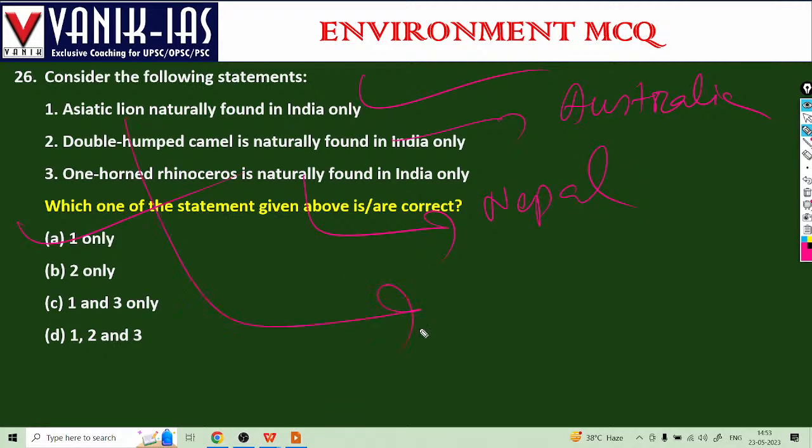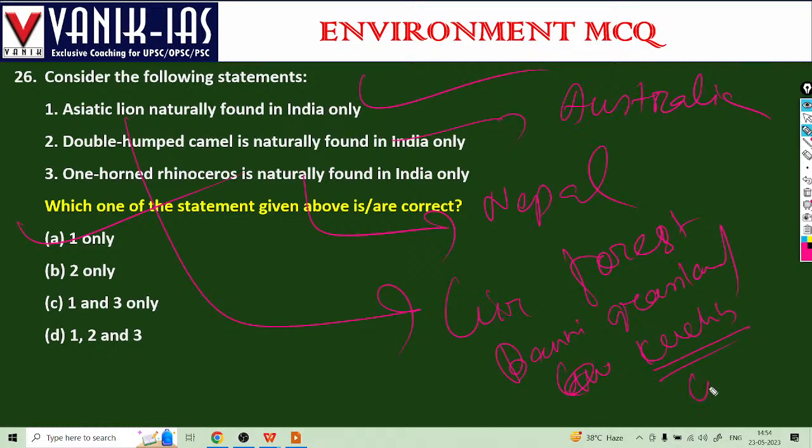Asiatic lion is endemic to our Gir forest. Gir forest is in the Kathiawar region, near the Gulf of Khambhat, in the Saurashtra region of Gujarat.